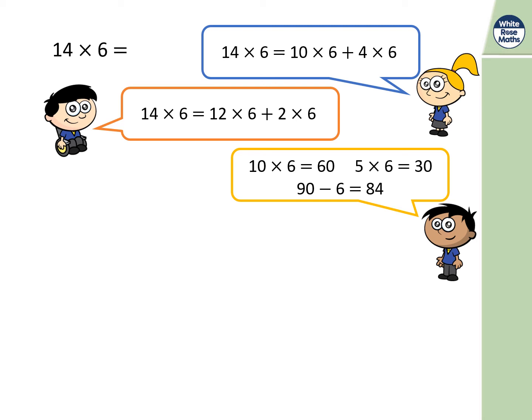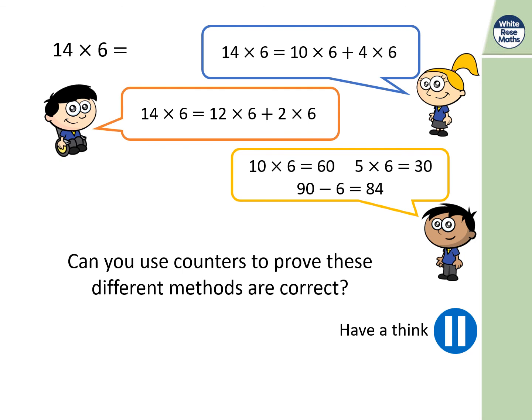Okay, sounds good. 10 times 6 equals 60. 5 times 6 equals 30. 90 take away 6 equals 84. What is he doing here? Can you use the counters to prove if the different methods are correct? So you can draw out your arrays to prove whether those three statements are correct or incorrect.